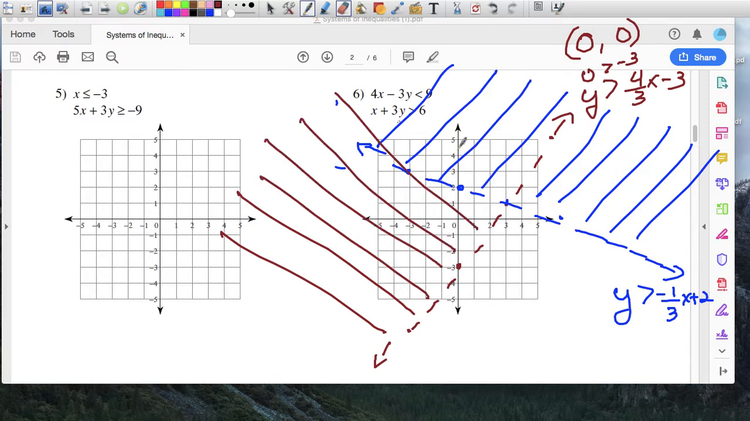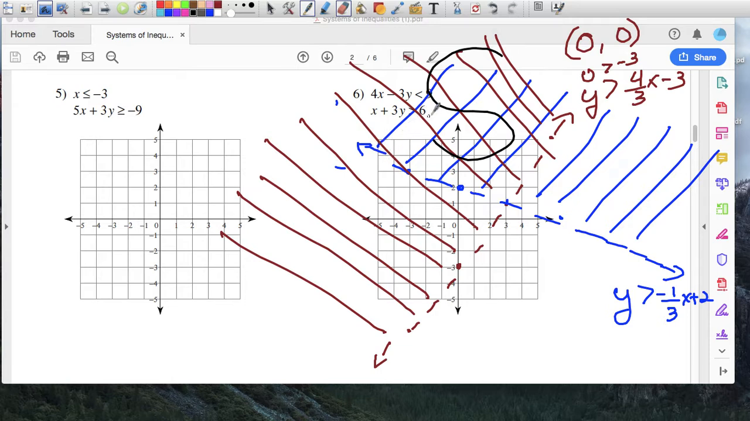Now, where the red and the blue intersect is your solution area. Right here. Okay, and again, I know we're not doing it right now, but I want you to take a point from here, pick any point, and just to prove it to yourself, substitute that point into both inequalities, and you will see that they both work. Okay.